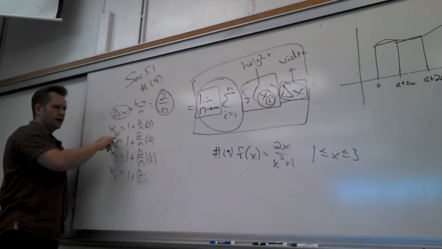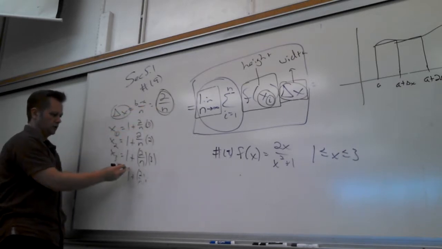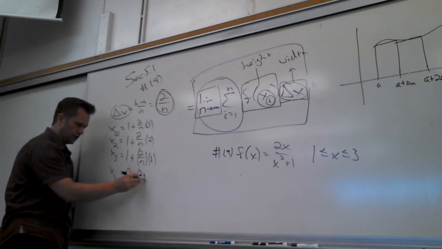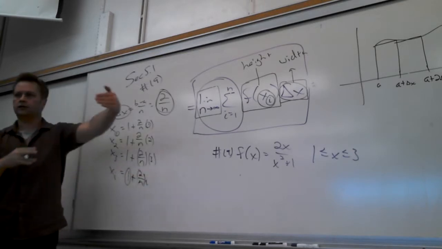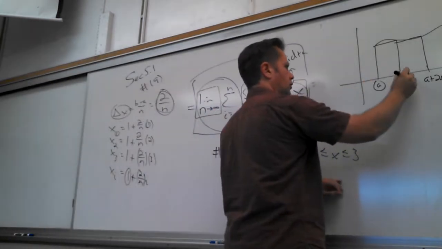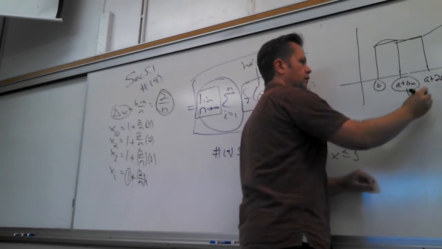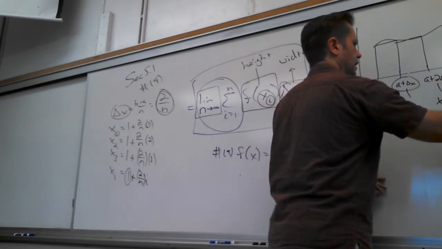That's what delta x is. And then now x_i is going to be starting at a. It's going to go up by this much to get to the next part of that rectangle. So start at a, and I go up by a width to get to the next. So this will be x1. This is x2. This is x_i.